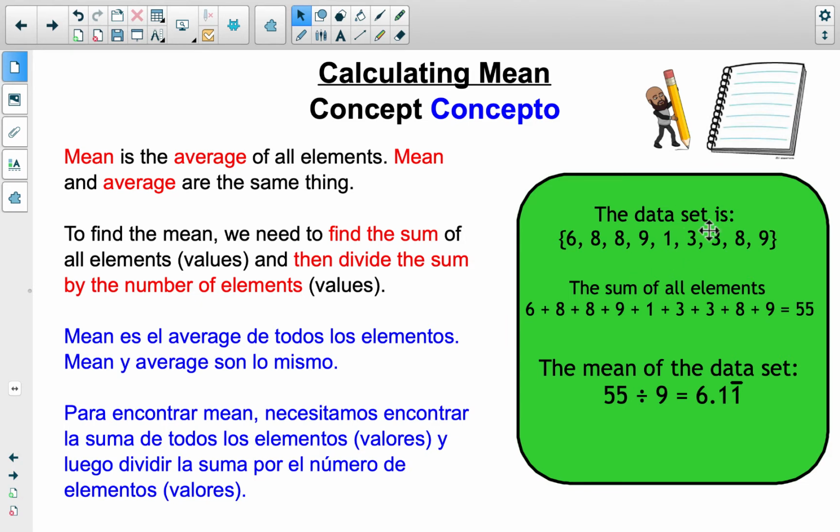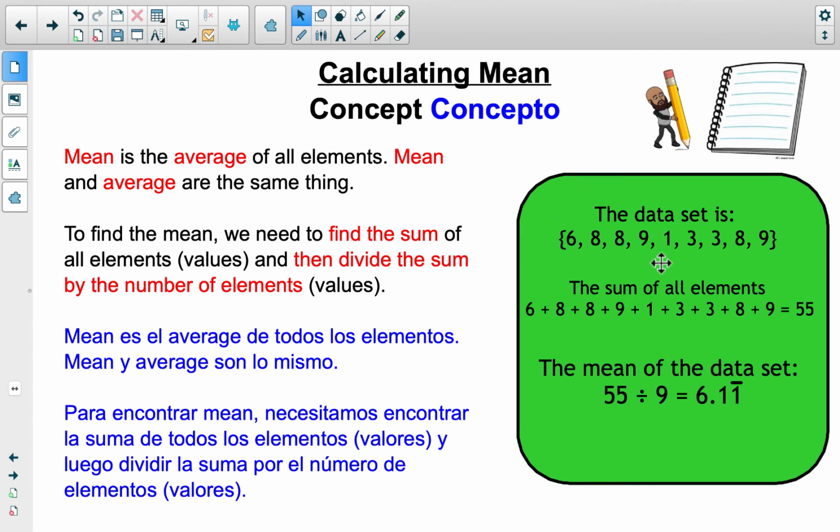On this right-hand side, notice once again you have the pencil and notebook. If we have this data set, 6, 8, 8, 9, 1, 3, 3, 8, 9, the first thing I'm doing is finding the sum. Sum deals with addition, so I'm adding all of these numbers up. When I sum these, I got a value of 55. The average is not 55. Remember, the average is a representation. It's a measure of centrality. So the average or the mean should be somewhere near the middle of your numbers. 55 is nowhere near the middle of the numbers in our data set.